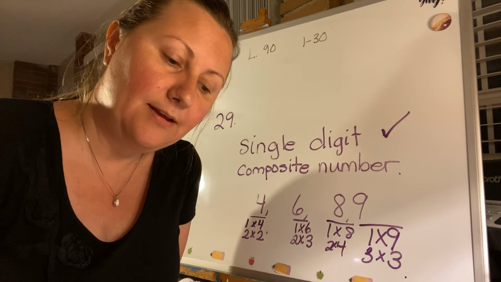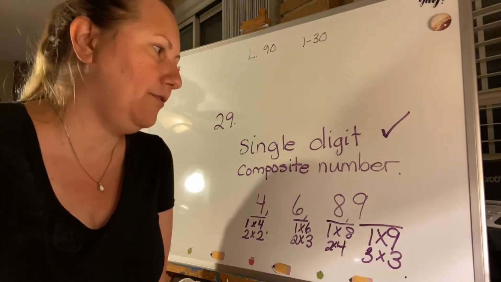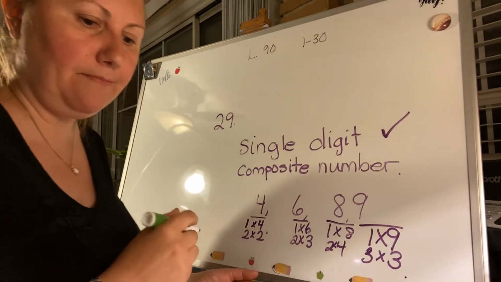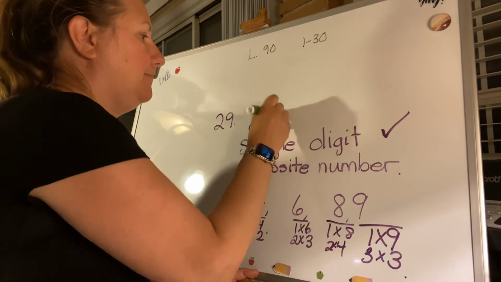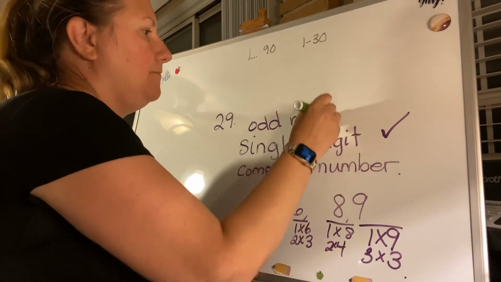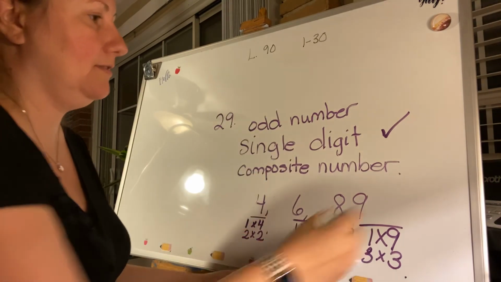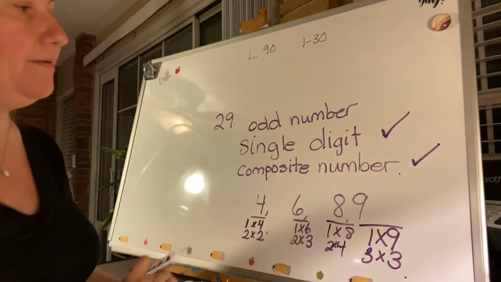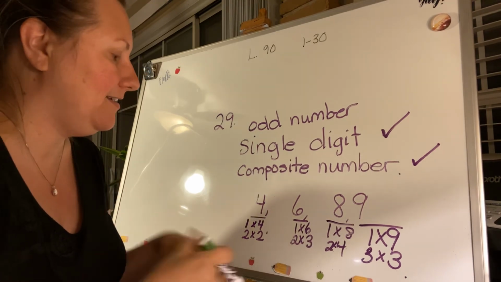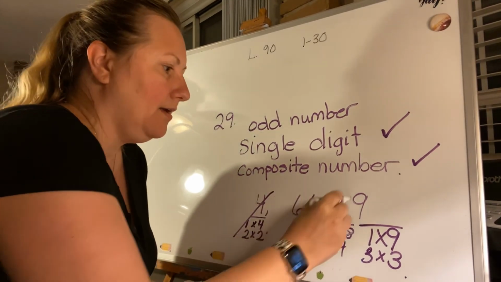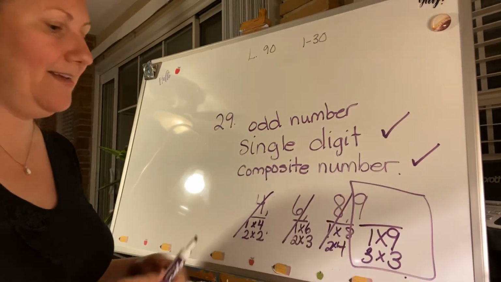Single-digit odd number greater than 1. Okay, now we have to rule out one other thing. Something that we haven't mentioned yet is that it's an odd number. Okay, we've been looking for composite numbers and we've been looking for single digits. So now we've got all 4 composite numbers. And lastly, it has to be an odd number, which rules out the 4, the 6, and the 8, and leaves us with just a 9.